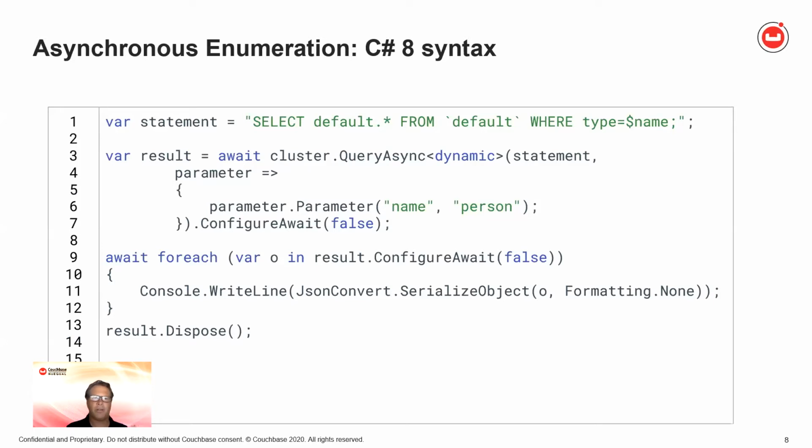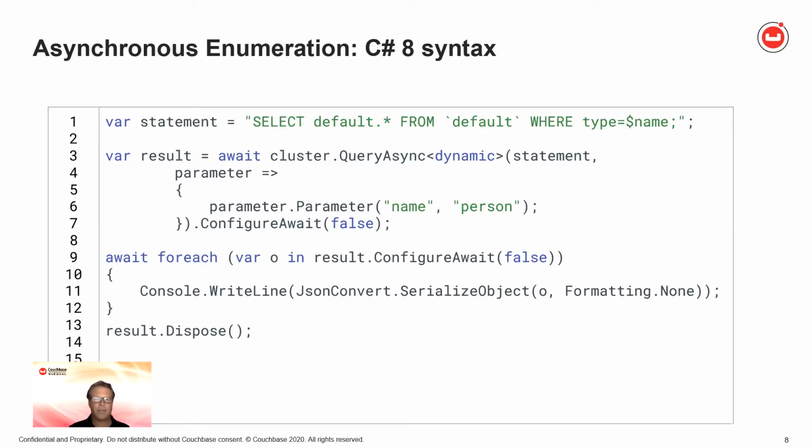So what we do here is on line 1, we have a statement, select default.* from default where type is equal to name. We then execute the query against the server and pass in a parameter for the name parameter, calling ConfigureAwait(false) again. And then on line 9, we await the results. So await foreach var o in result.ConfigureAwait(false), and then we output to standard output with Console.